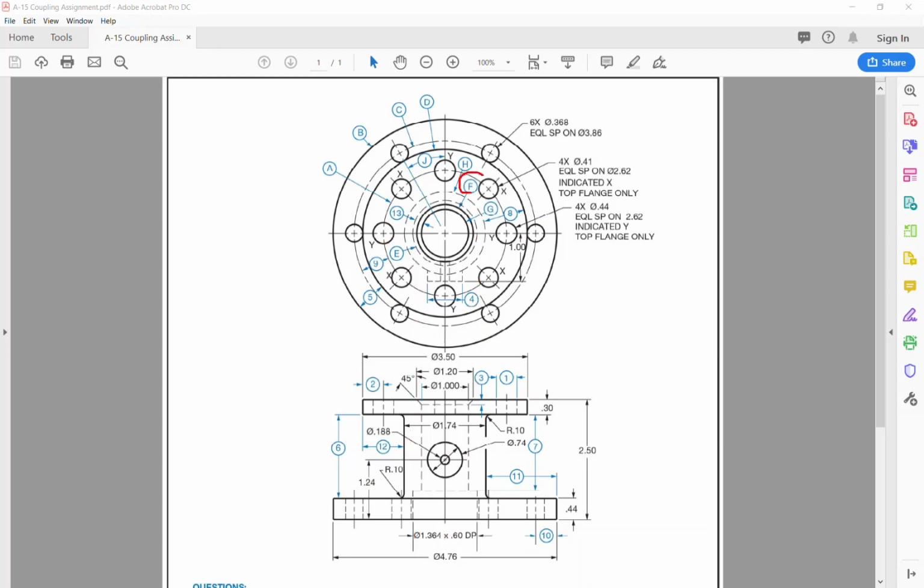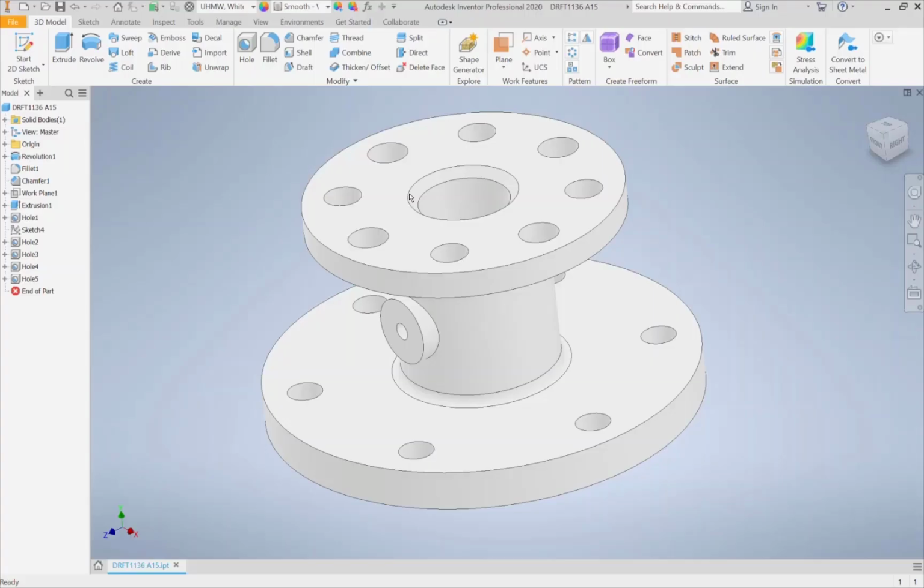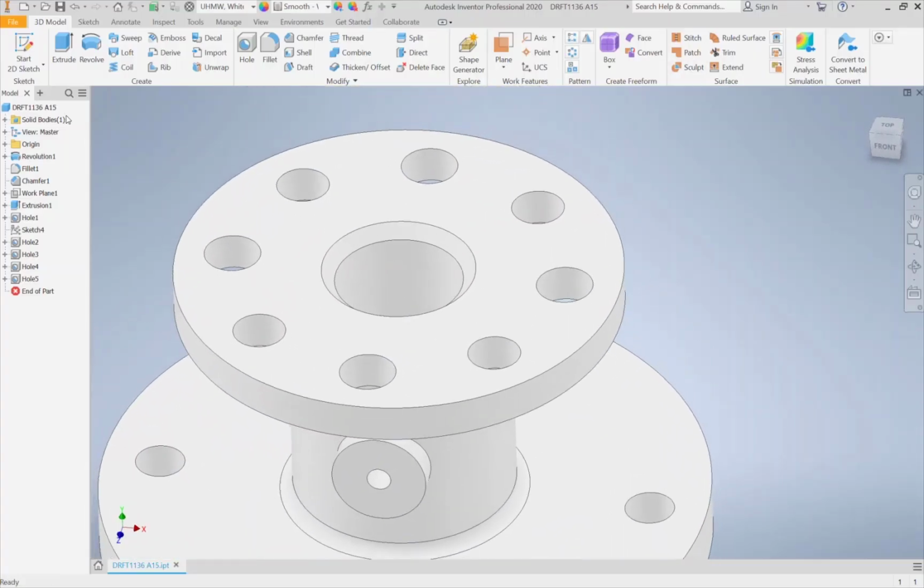So circle F is a visible line, and it's going to represent the outer diameter of this chamfer on the hole. That happens to be right here, 1.20 inches. So F is 1.20. And I'll show you on the Inventor drawing. F is actually locating this diameter here. That's what F is. There it is.